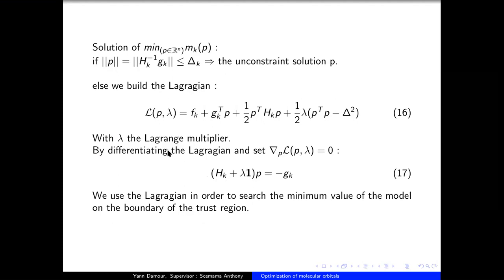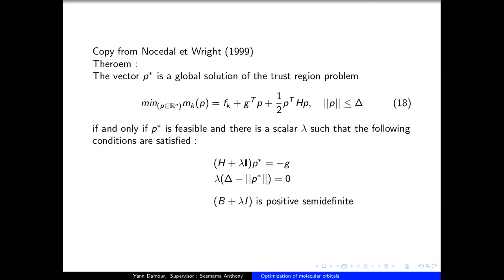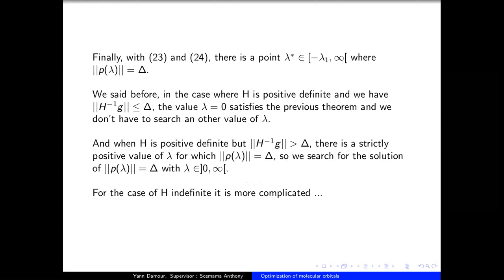So it's the Hessian plus the Lagrange multiplier factor multiplied by the identity matrix, which will be multiplied by P, and which is equal to minus the gradient. So we use the Lagrangian in order to search for the minimum value of our model on the boundary of the trust region. I will skip this part because it's not easy.